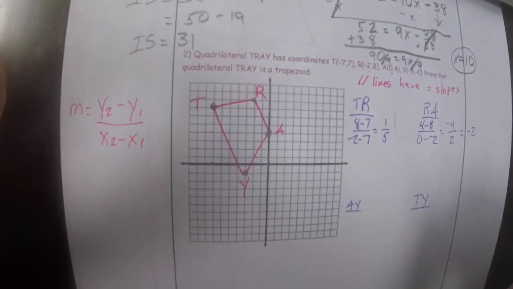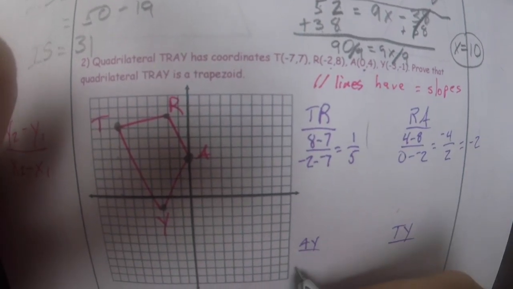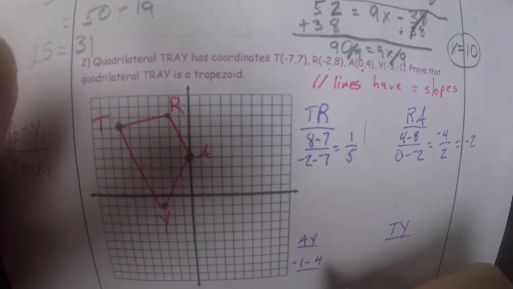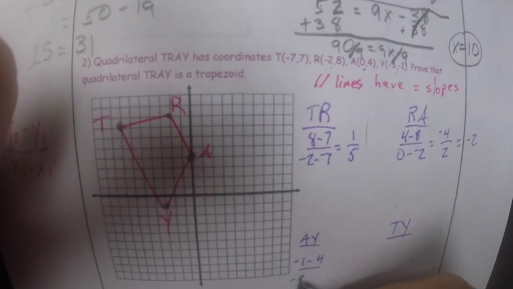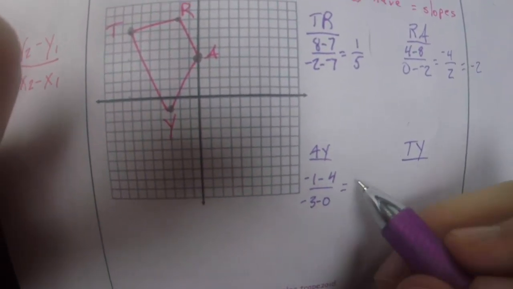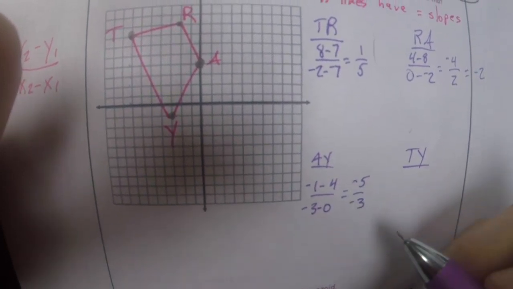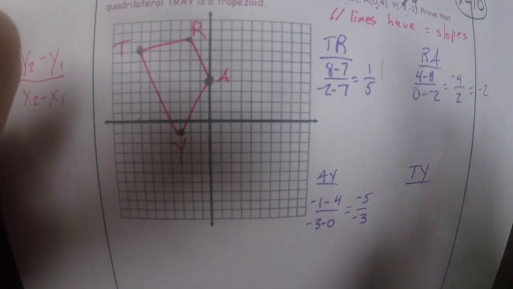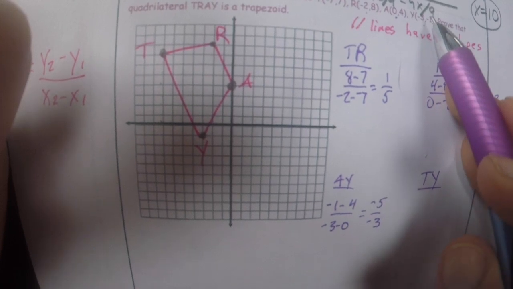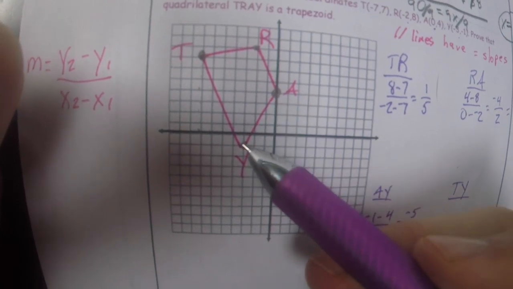All right. Let's move on to AY. Here are my coordinates for AY. So I would do negative 1 minus 4 divided by negative 3 minus 0. Negative 1 minus 4 is negative 5, and negative 3 minus 0 is negative 3. Now, here's the weird thing. No, not weird, but just a little review. If I look at AY, is this a positive slope or is this a negative slope?